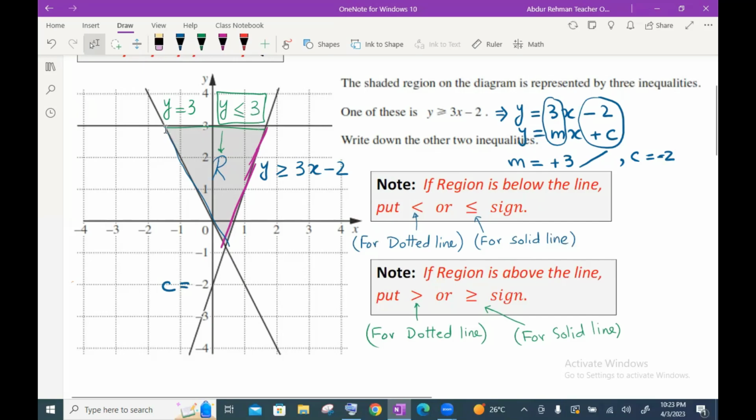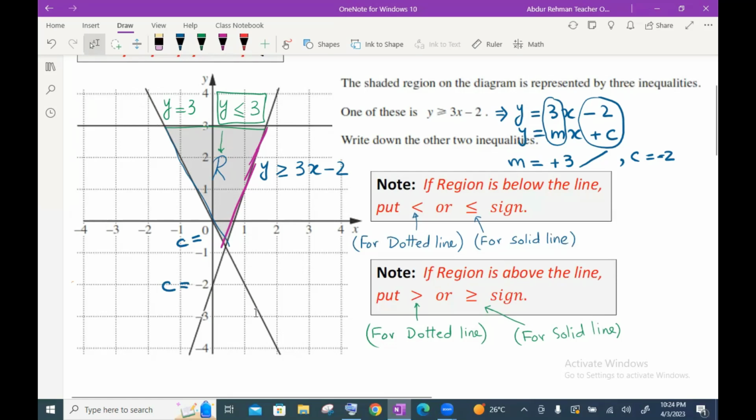Now the last line is the blue line here. Find the equation of this blue line first by finding the gradient and y-intercept. The y-intercept of this blue line is 0. So write down 0 here. C equals 0. The y-intercept is 0 here, and now find the gradient of this blue line.